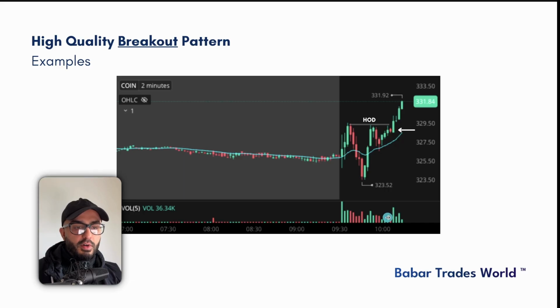You want to see volume that gets quite enhanced. So you want to see igniting volume right here. As you can see, the volume is a little bit slow, and then boom, as soon as this candle hits, because that's where all the buyers are stepping up. That's where a lot of the volume is kicking in, and it breaks to the high of day.